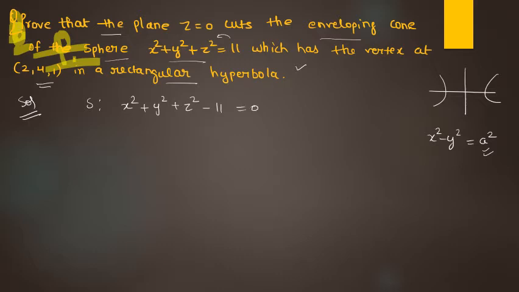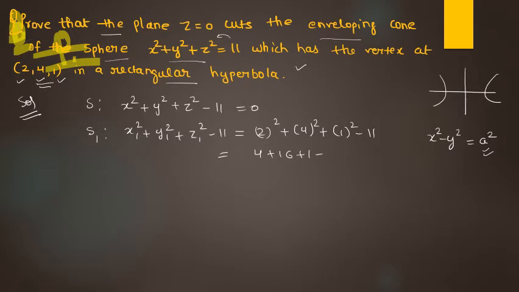This is your equation of a sphere. Now what are the points given to you? With these points you can find out the general form of the sphere, which will be if you place x as x1, y1, z1 minus 11. Okay, so if I place x1 as 2, y1 as 4 and z1 as 1, what I'll get will be something like this, right? 2 squared is 4, 4 squared is 16, plus 1, minus 11, which is 21 minus 11, 10. So your S1 is 10, right?